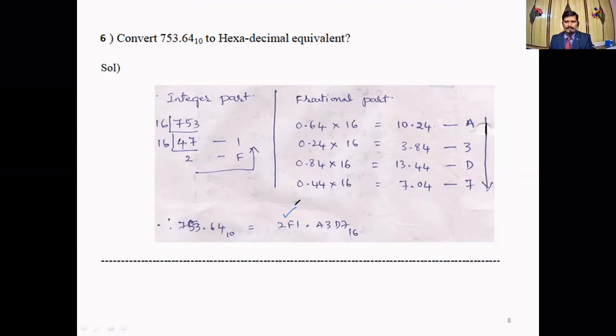So 2F1. After the decimal point, 0.64 we need to multiply by 16 and go on. Whatever comes as 10 means A, and 13 means D, the same procedure. Downward we take A3D7. So A3D7, this is the right answer.